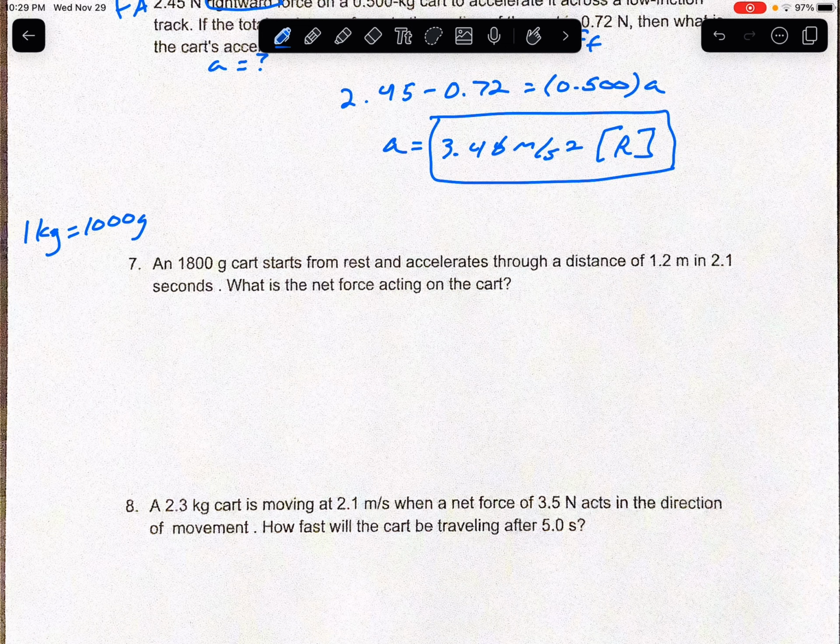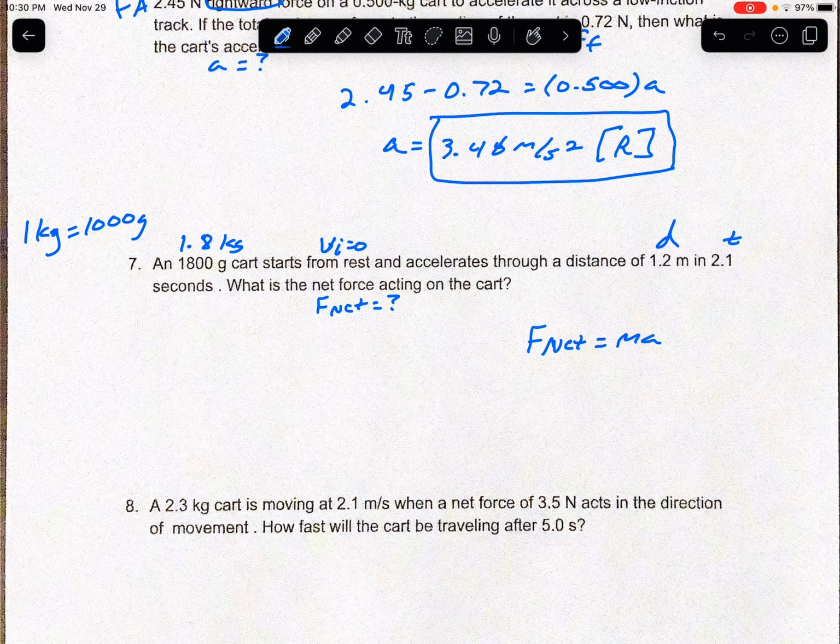So what I would do is actually divide that by 1,000. So that means you have a mass of 1.8 kilograms. So there's your mass. Starts from rest, so that means VI is going to be 0. Accelerates through a distance of 1.2 meters, so there's your distance. And in 2.1 seconds, there's your time. What is the net force acting on the car? So we're just looking for F net in this case. So F net equals MA. So it did not mention applied force or frictional force, so we don't have to worry about splitting that up.